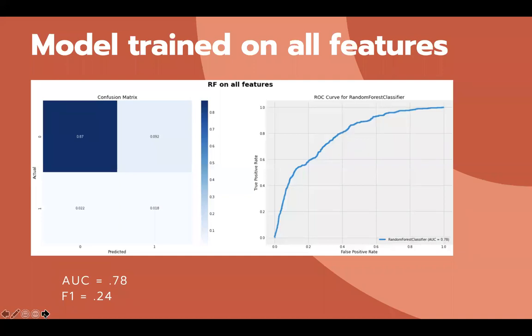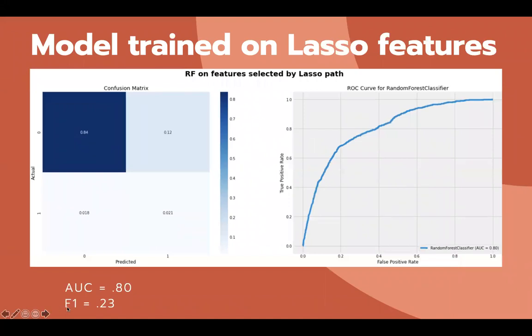To make sure that we did not lose a lot of information during feature selection, we fit two random forest models. First, we fit one to data with all features. We get an AUC of about 0.79 and an F1 score of about 0.24. Then we fit another random forest model to the chosen lasso features. Then we get an AUC of about 0.80 and an F1 score of about 0.23. So not only did we not lose information, but we also improved on our AUC score. The model trained on lasso features is definitely the better model here.